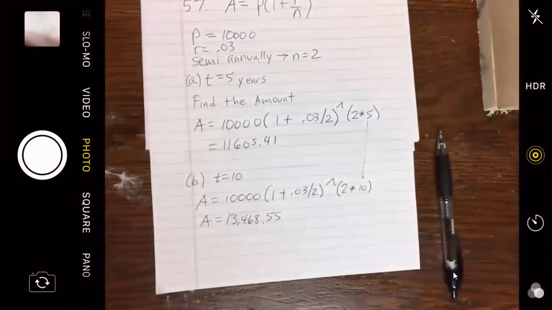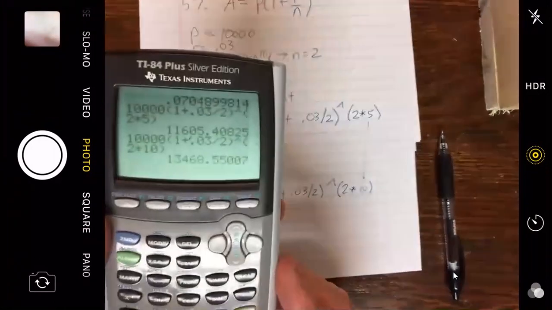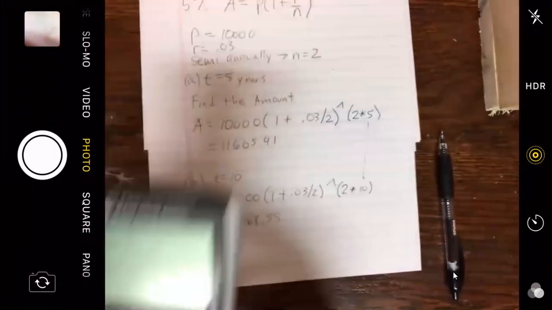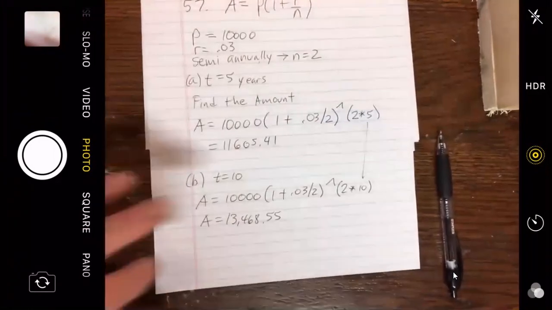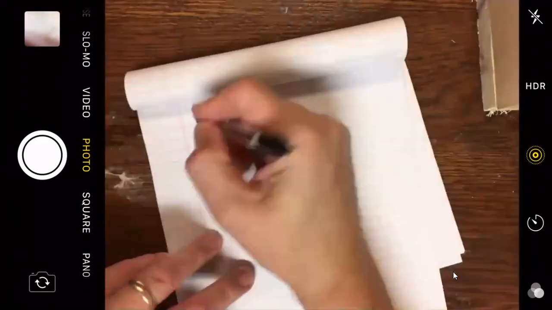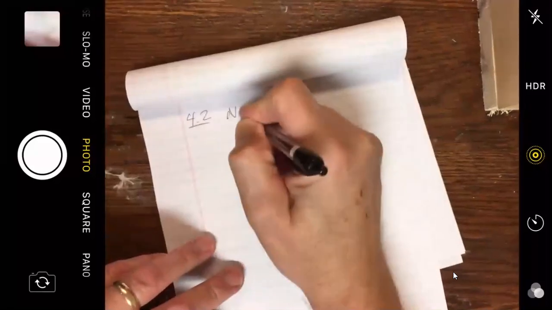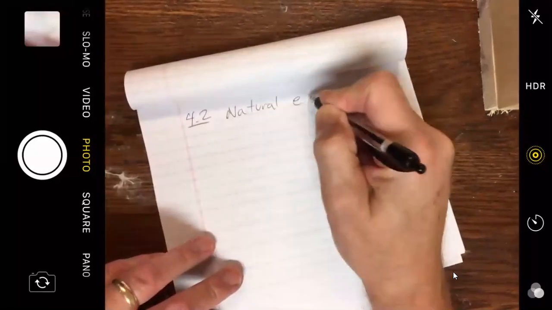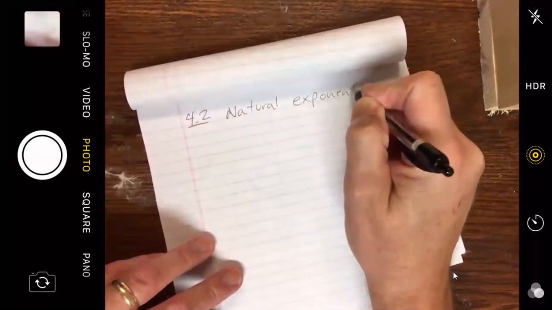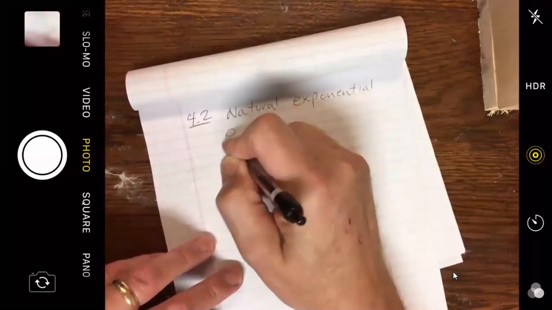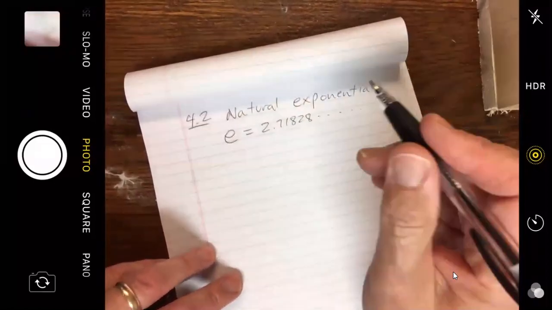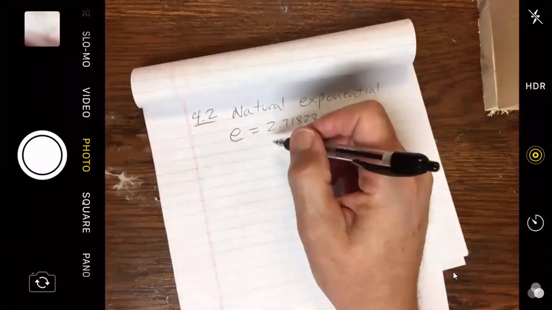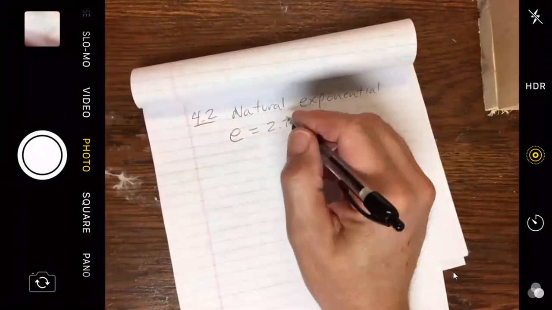So I punched that exactly the way I've written it and write down the number. Pretty straightforward, should be. Section 4.2, maybe I'll try one. In 4.2, we use the natural exponential. That is the number e, which is 2.71828. It goes on forever. And so your problems wind up in 4.2 using this e for the base.